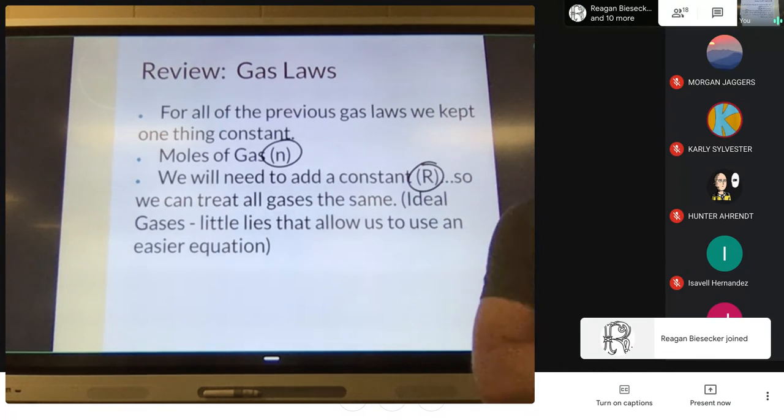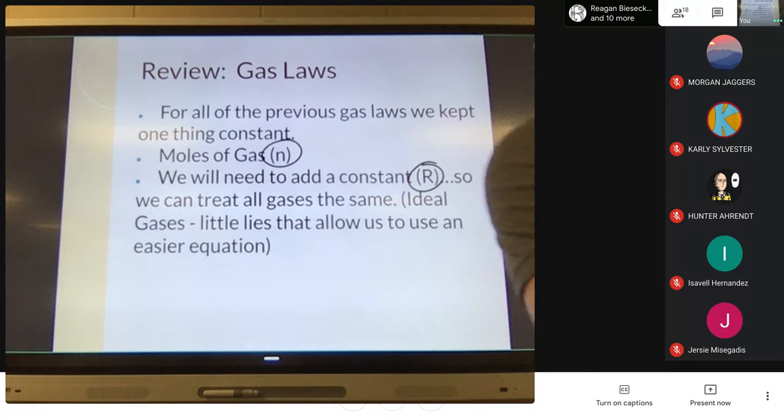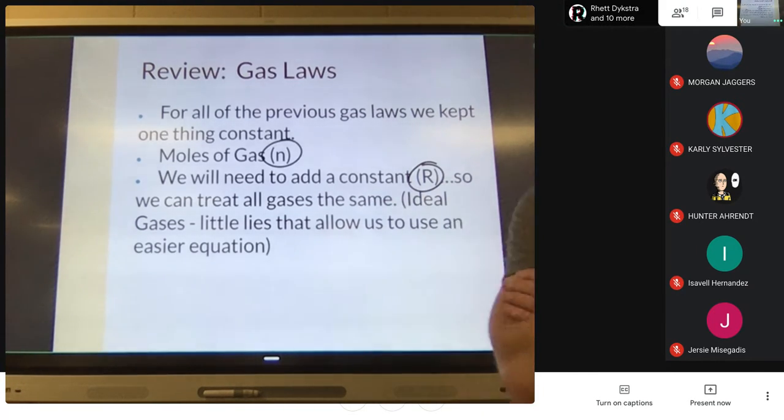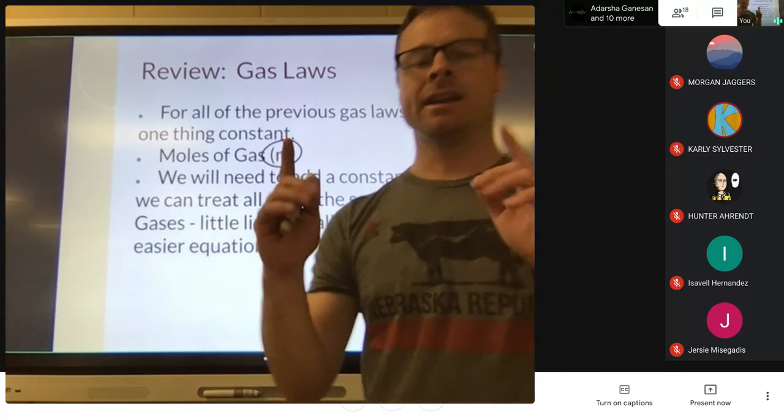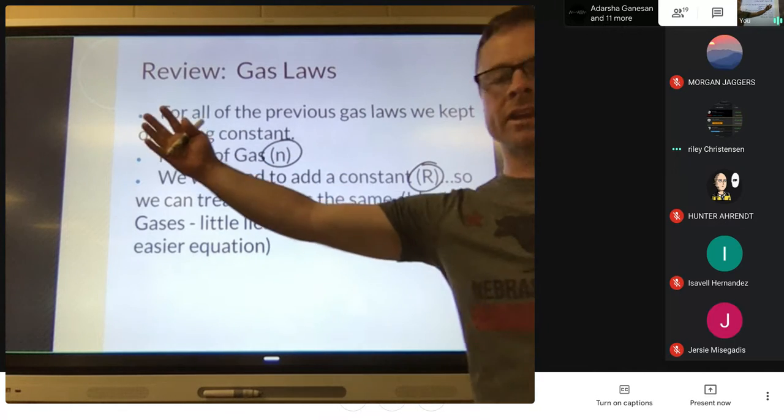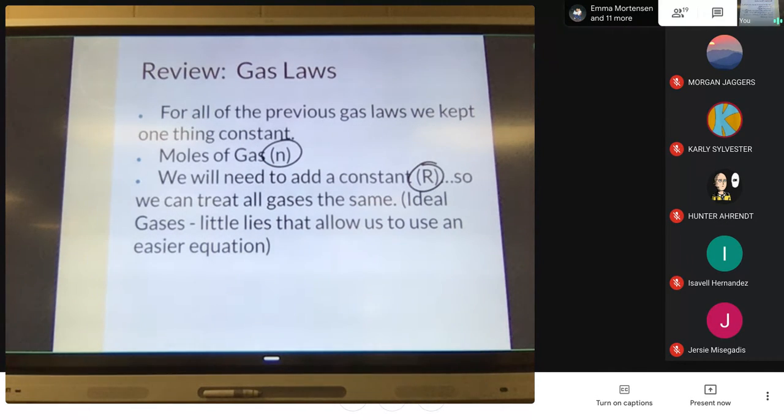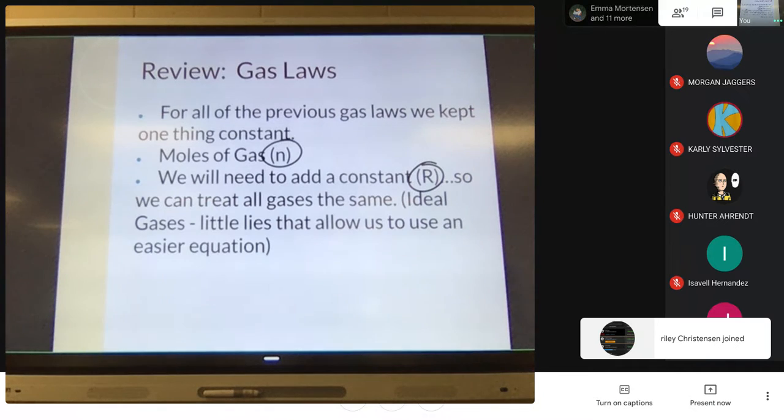Basically, this is a bit of a lie, but this is good enough for us right now. What the ideal gas law constant does for us is it allows us to treat all gases as if they are the same. An ideal gas is not a real gas. It's kind of like making the problem a little bit easier for you, so we can use an equation that is small versus one that's enormous. These little i's allow us to use an easier equation.